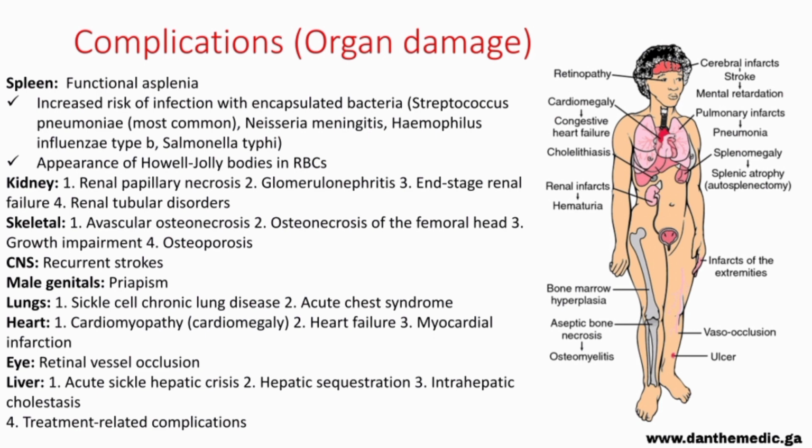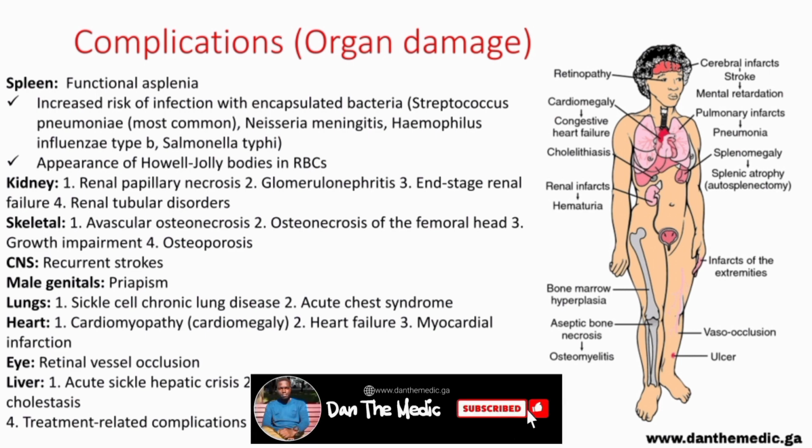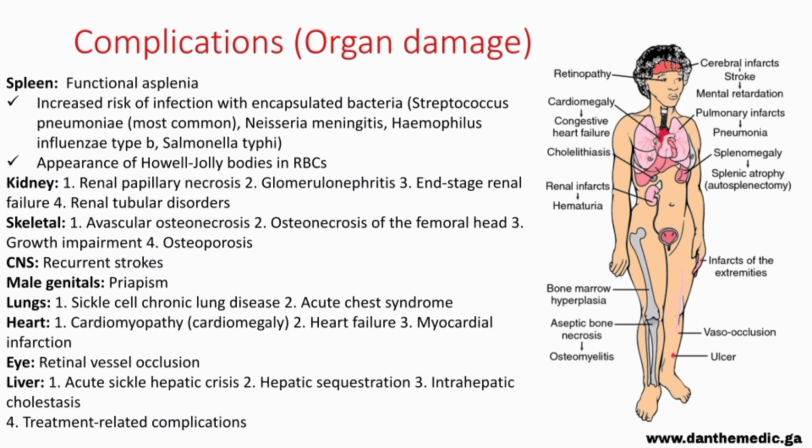Then there can be kidney damage. It's mainly renal papillary necrosis. We can also see glomerulonephritis or end-stage renal failure or renal tubular disorders. As for the skeleton, we can see avascular osteonecrosis. We can see osteonecrosis of the femoral head. We can see growth impairment. We can also see osteoporosis. As for the CNS, of course, we can see recurrent strokes. As for the male genital organs, we can see priapism.